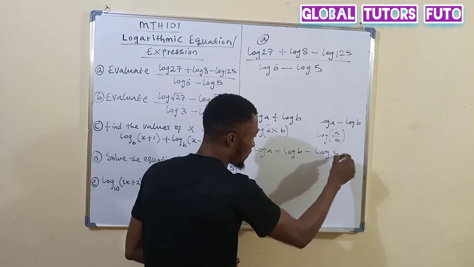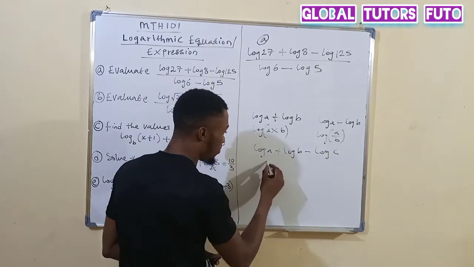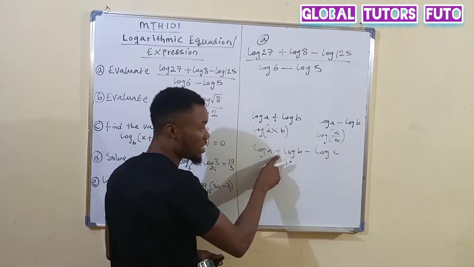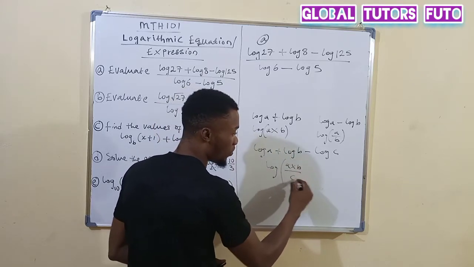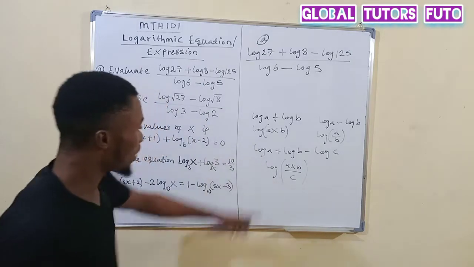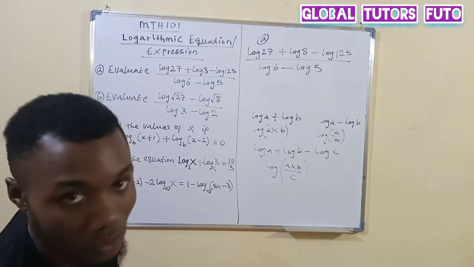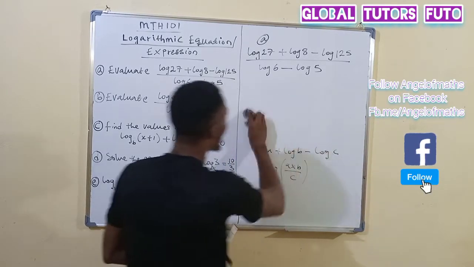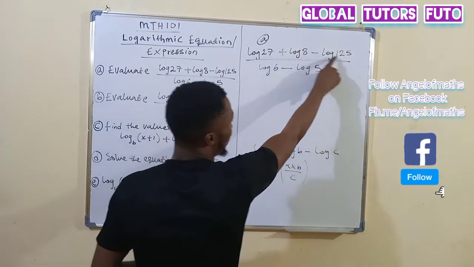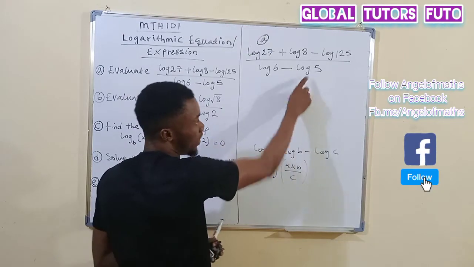So if I have something like log A plus log B minus log C, I pick one log. Since this is plus, it will be A times B. Since this is minus, it will be over C. So we are going to apply this principle here. This is log 27 plus log 8 minus log 125 over log 6 minus log 5.